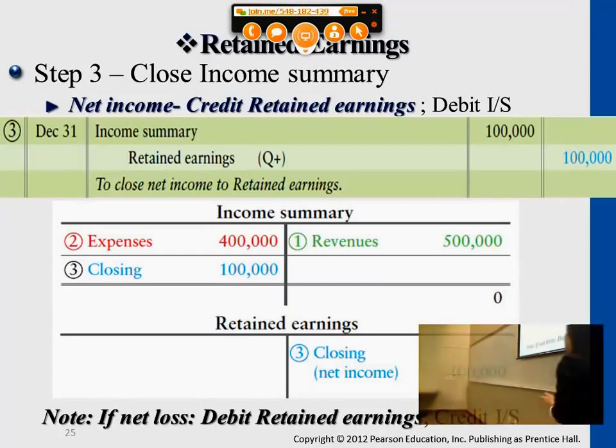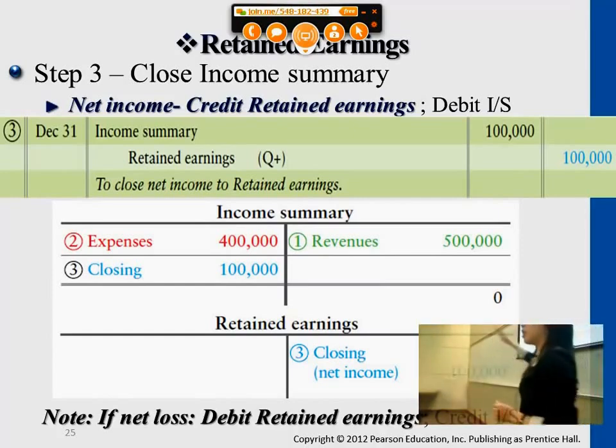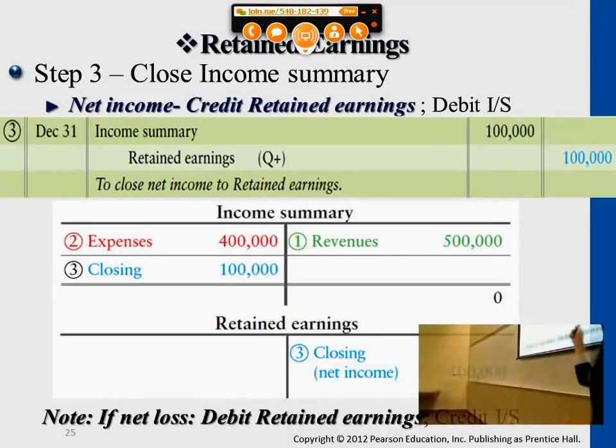Now, in the case that the company doesn't have net income generated in this year, then this entry we will flip. Okay, if it's net loss, that reduces retained earnings. We'll be debiting retained earnings, crediting income summary. Okay, but this is a case of having net income.